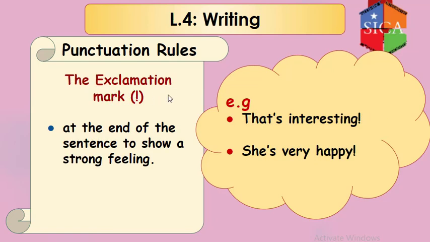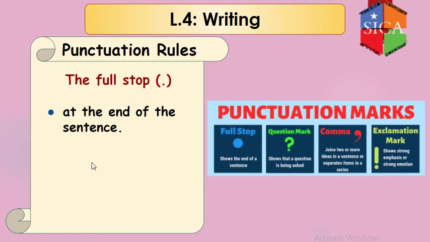The exclamation mark. We put this mark at the end of a sentence to show a strong feeling, like, that's interesting, or she is very happy. When you are excited about something, or when you have a strong feeling, we have to put this exclamation mark at the end of the sentence. And of course, we end our sentence with a full stop.